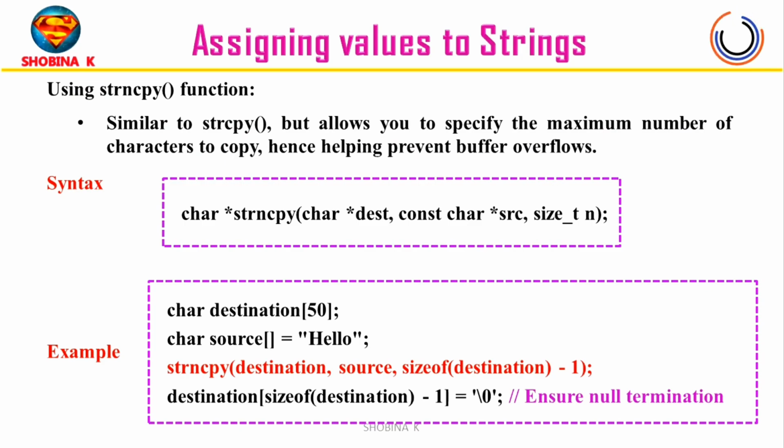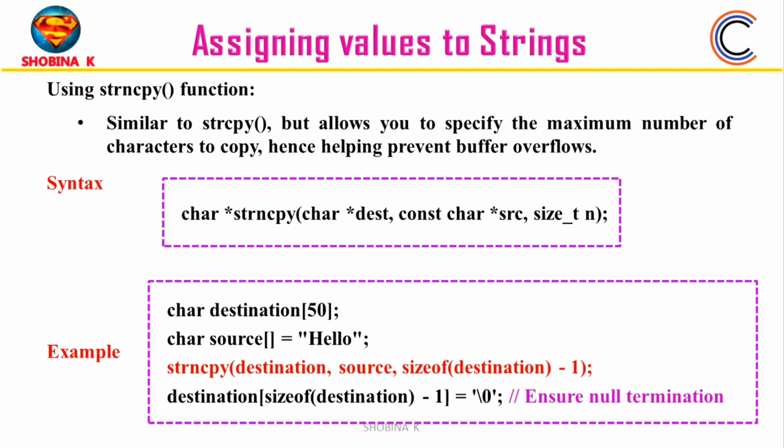The strncpy function is similar to the strcpy function in that it copies characters from one string to another, whereas the strncpy function will copy a fixed number of characters from a source string to a destination string. Look at the syntax. char *destination: this parameter is a pointer to the destination buffer where the copied string will be stored. const char *source: this parameter is a pointer to the source string that you want to copy. size_t n: this parameter specifies the maximum number of characters to be copied from the source string to the destination buffer.